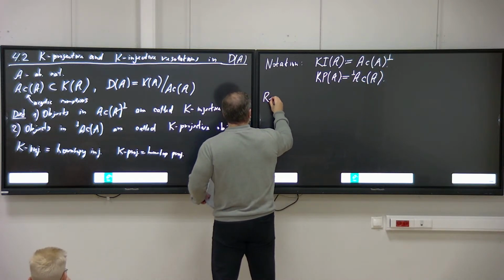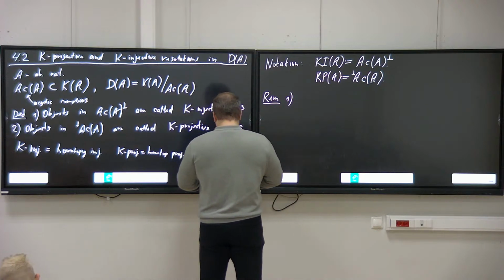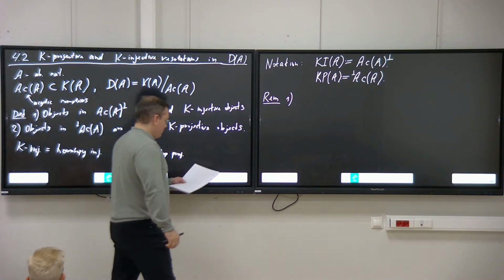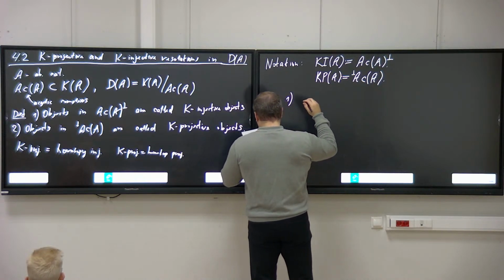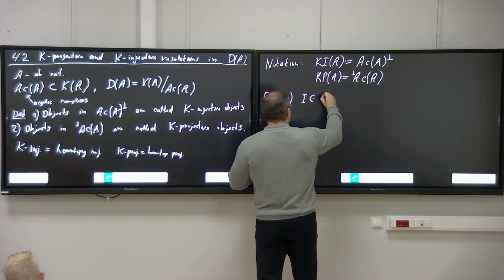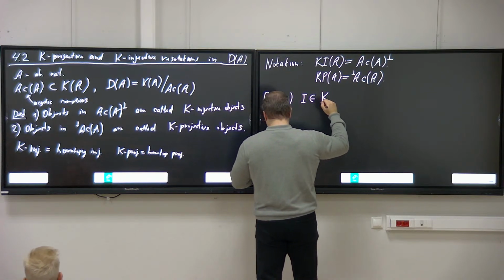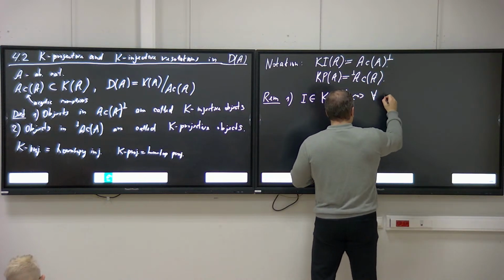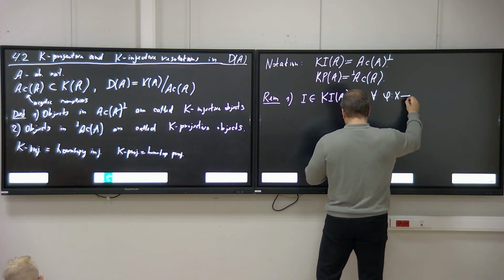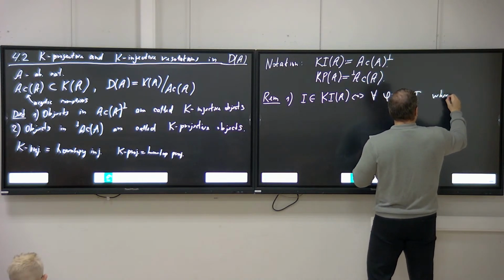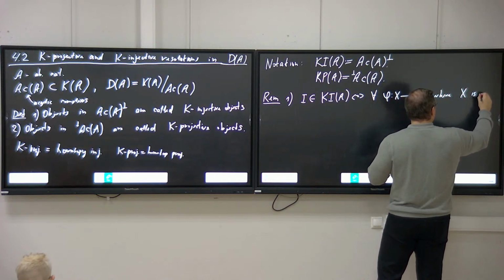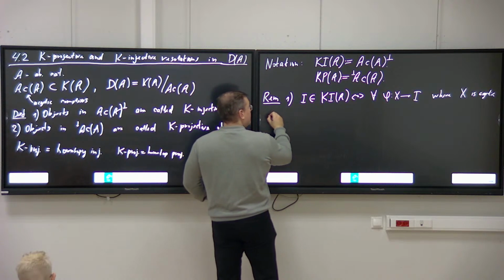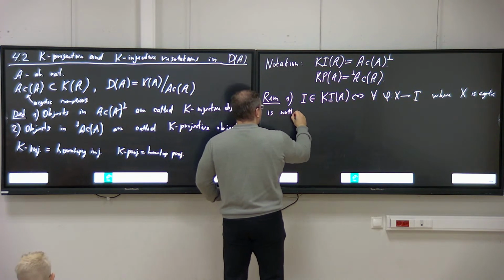Okay, so the remark, which is just another way to formulate the definition without saying this. This definition works nicely if you look at the theory of triangulated categories, but if you prefer to think in terms of complexes, maybe this one is better. A complex I is in Ki of A, so K-injective, if and only if for any map phi from X to I, where X is acyclic, any such phi is null homotopic.